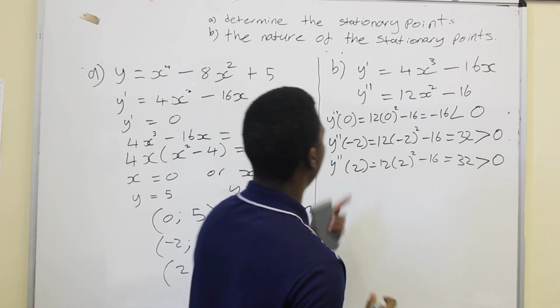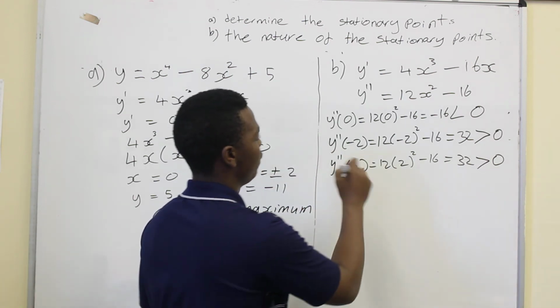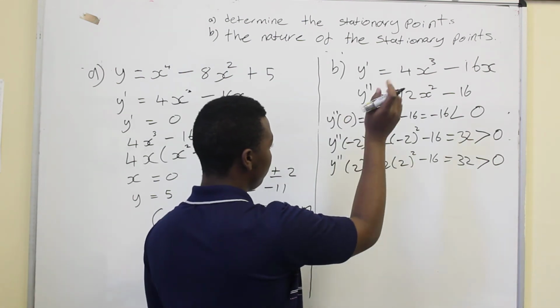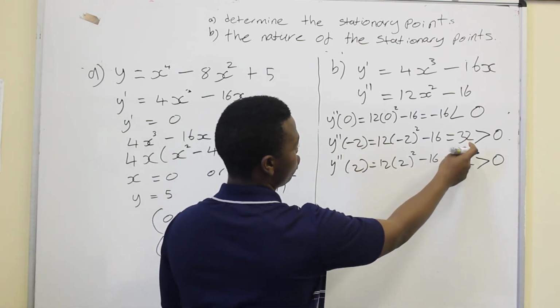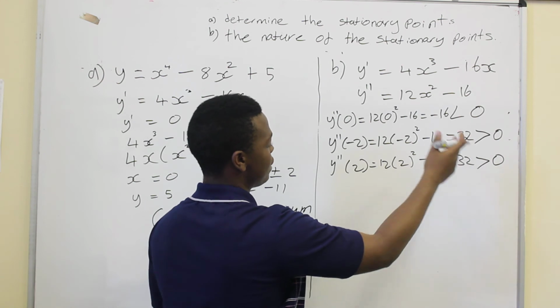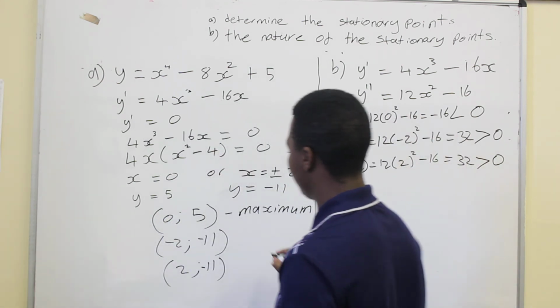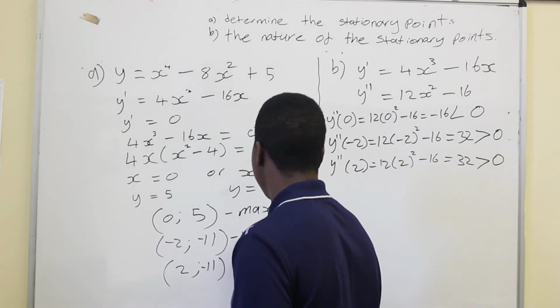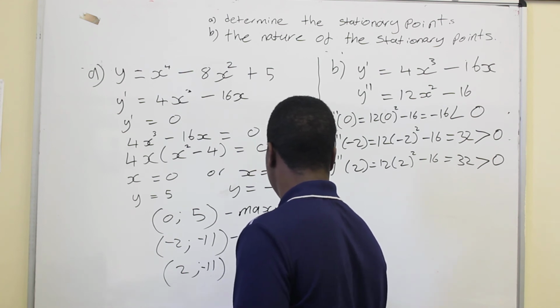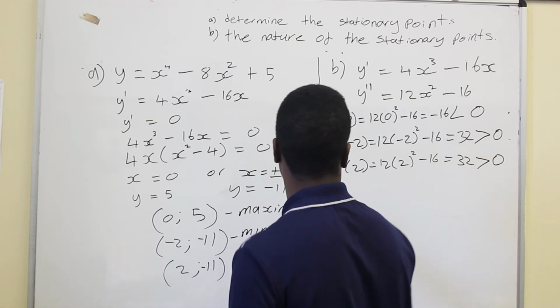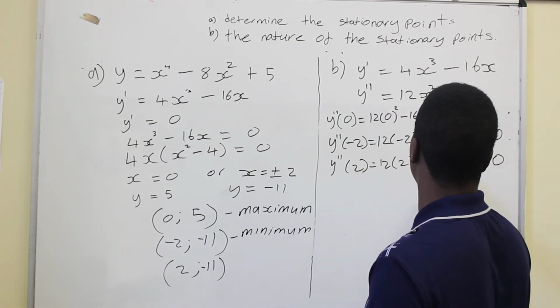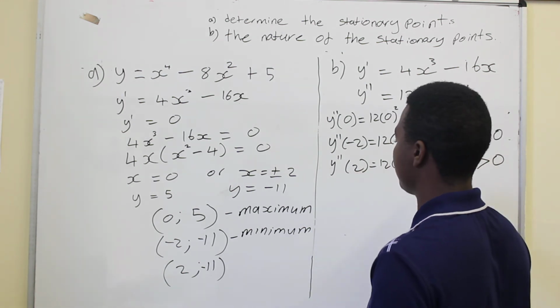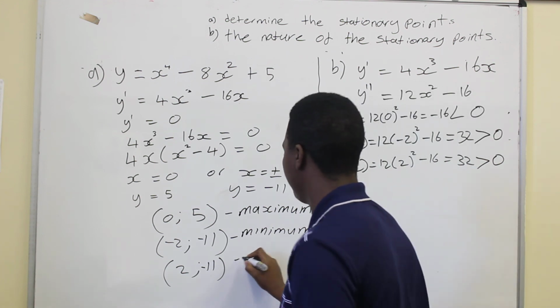Then for minus 2, I put the minus 2 into the function, so I got 32, which is greater than 0, and it simply means that it's a minimum point. For 2 it was also equal to 32, which is greater than 0, so both these are minimum points.